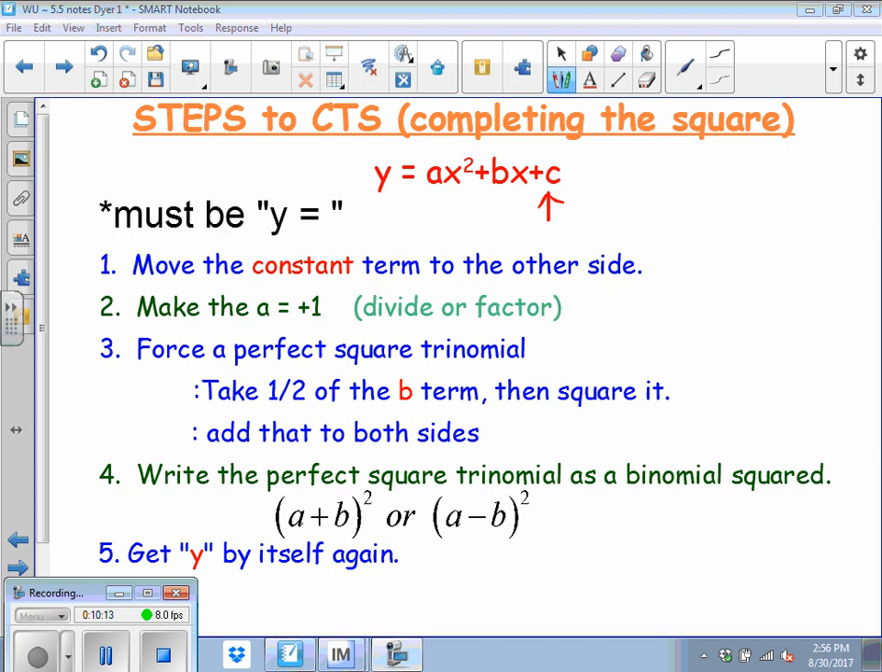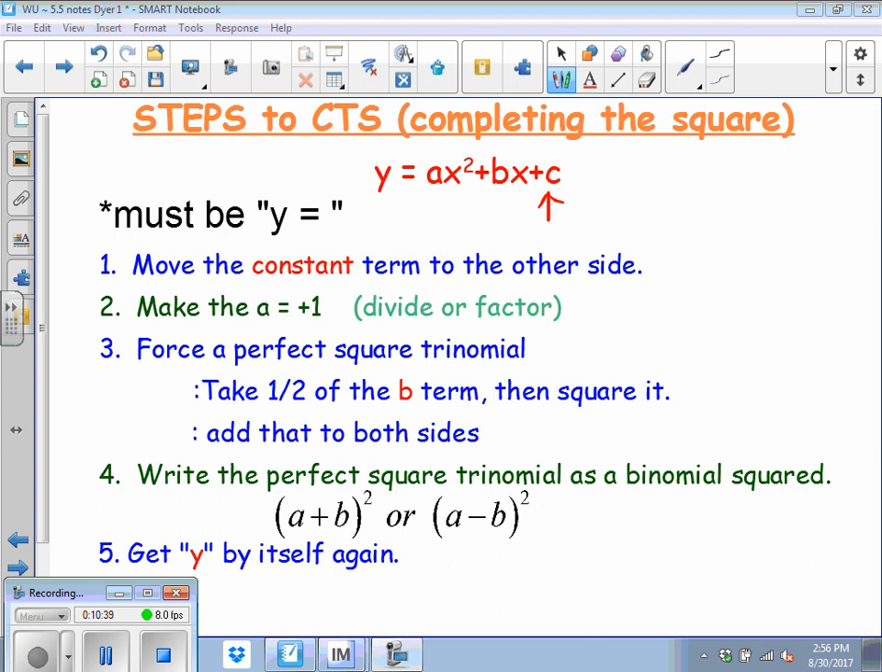And the last thing you'll have to do, since you moved that constant out of the way in the very beginning, is you'll have to put it back, because that'll be your k term. That's your y coordinate for your vertex. Okay? It sounds like a lot, but once you do it a couple times, it's really not. And it's the only way to go from standard form to vertex form.